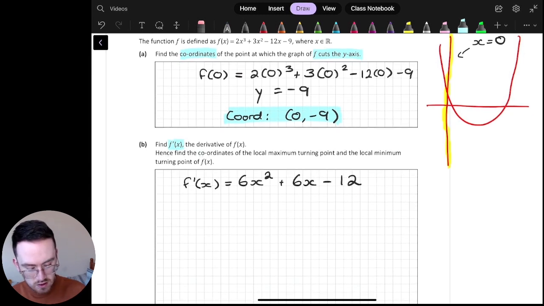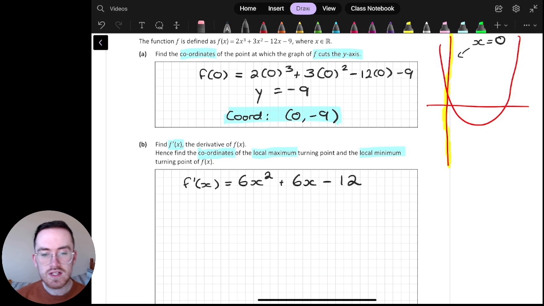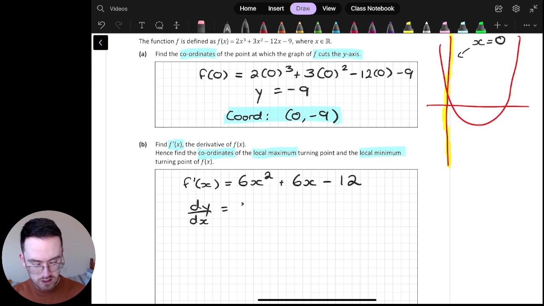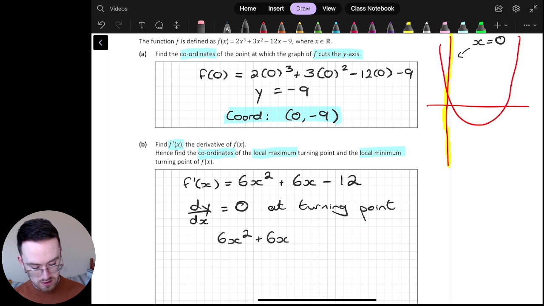Hence find, we're looking for coordinates, local max, local min. So the coordinates of the maximum and minimum turning point. What we should remember is that at a turning point, the first derivative, your dy/dx or your f dash x, is equal to 0. So at a turning point, your derivative is equal to 0. So we can set it equal to 0: 6x squared plus 6x minus 12 equal to 0.